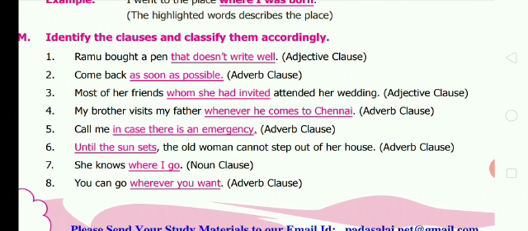Fifth one, call me in case there is an emergency. This also is adverb clause. Sixth one, until the sun sets, the old woman cannot step out of her house. Adverb clause because it refers to the timing. Seventh one, she knows where I go. So what does she know? It is noun clause. Where I go, she knows. Eighth one, you can go wherever you want. It is adverb clause telling.